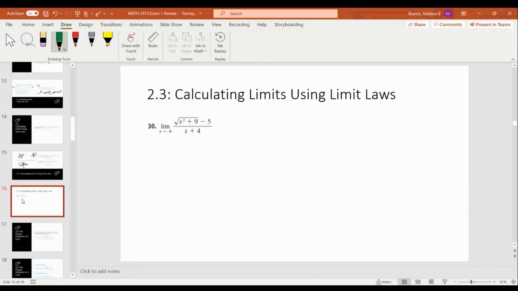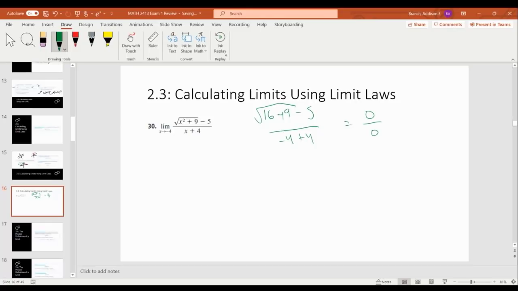All right. We have another example, just calculating using limit laws. Essentially, with that one, we can try our direct substitution first. When we do that, taking the limit as x approaches -4, we're going to get the square root of 16 plus 9, minus 5, over -4 plus 4, which is going to get us 0 over 0. We can't necessarily solve our function like that, so we're going to have to play around with what we have.